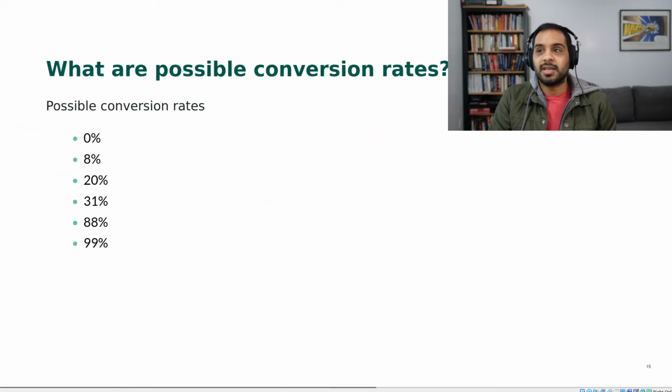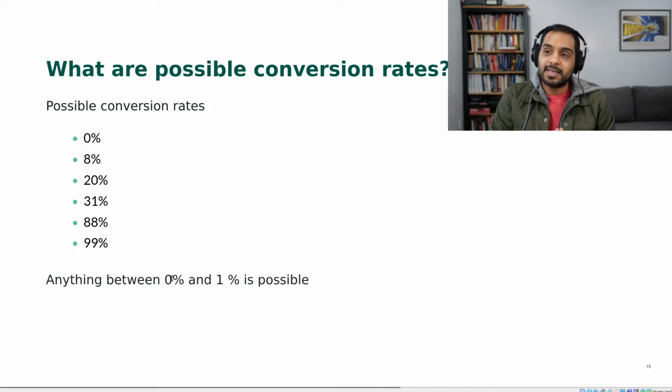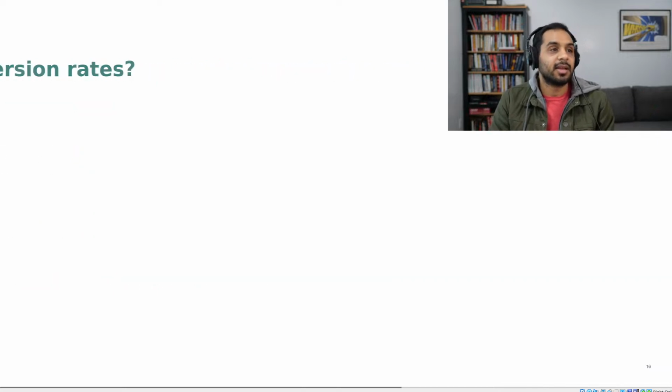So the first question is, what are possible conversion rates? Well, these are all plausible conversion rates, right? They could be 0%. You could have no one convert, 31% of people convert, 99% of people convert. The fact is, anything between 0 and 100% is possible. So the conversion rate could be anything, and what we have is a sample of 100 people where 8 people converted. So in our sample, the conversion rate is 8%. But in the true reality of the world, or the hidden state of the world, the conversion rate still could be anything.